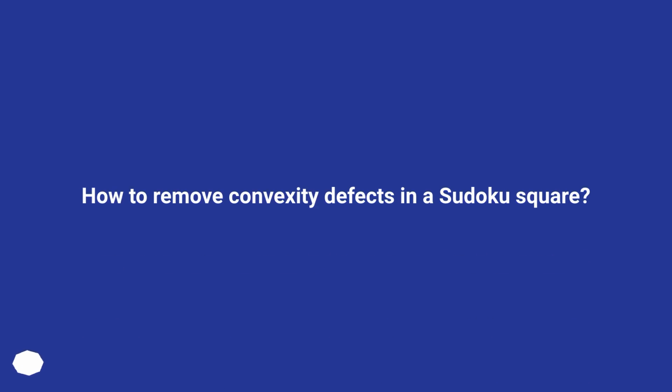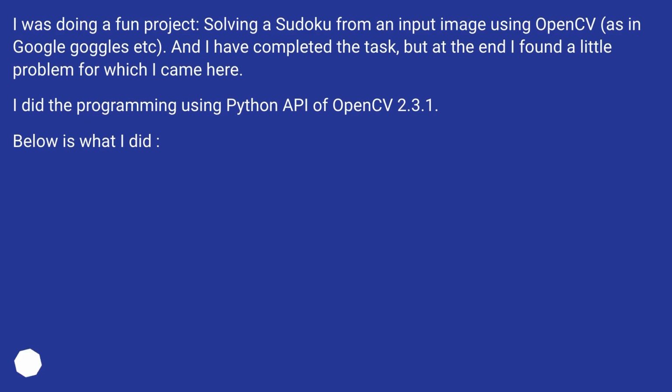How to remove convexity defects in a Sudoku square. I was doing a fun project, solving a Sudoku from an input image using OpenCV, as in Google Goggles etc., and I have completed the task, but at the end I found a little problem for which I came here. I did the programming using the Python API of OpenCV 2.3.1. Below is what I did.